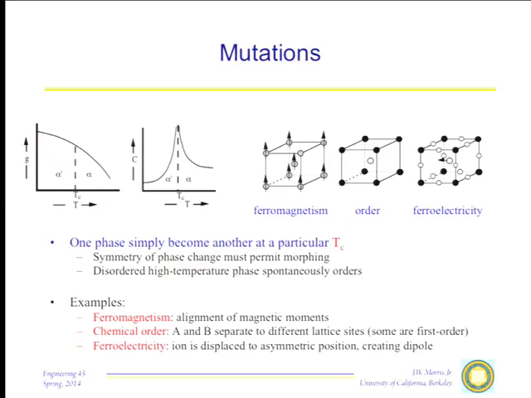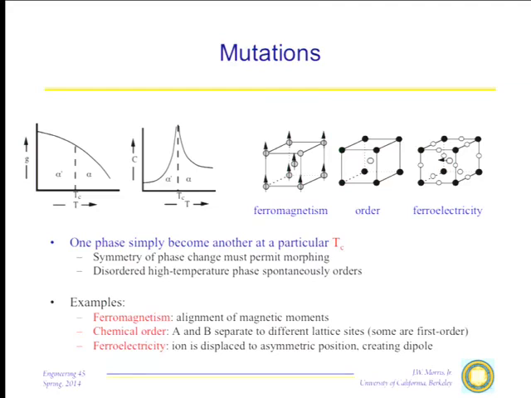Other mutations are ordering. If we have a random distribution of beta brass, copper and zinc, over the sites of a BCC lattice, we pass through the ordering transformation, and suddenly it becomes more likely for copper atoms to be here and zinc atoms to be here. That is a change in the crystal structure, crystallography would tell you, from body-centered cubic to cesium chloride. It's a mutation because it happens incrementally at the ordering temperature.